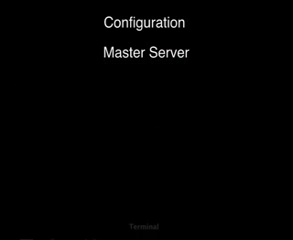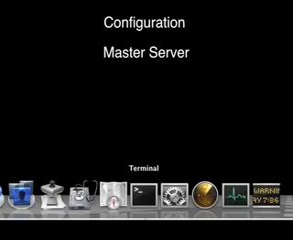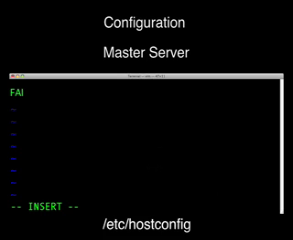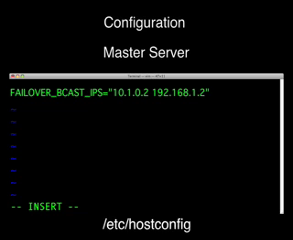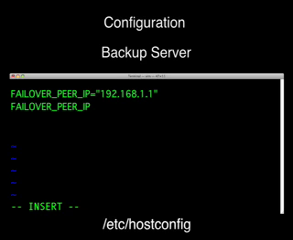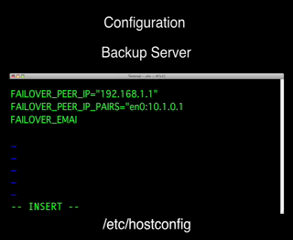To configure the servers, you need to edit the /etc/hostconfig file on each server. For the master server, we need a single line as shown. This has the IP addresses of the machine it needs to broadcast the heartbeat to. For the backup server, we enter each IP address for the master's interfaces on a single line, followed by an email address for sending notification of the failover.